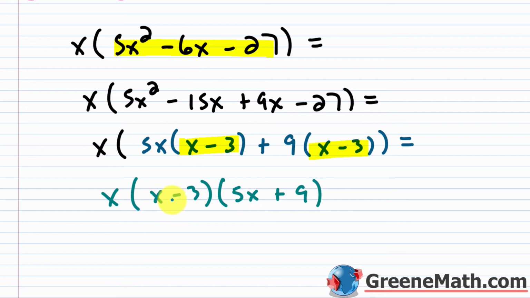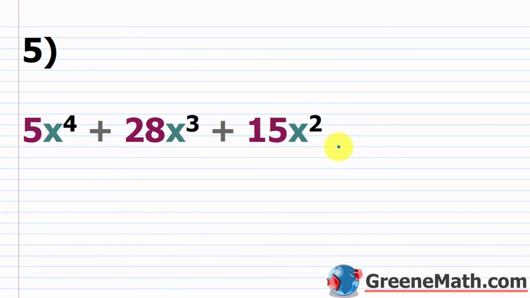So x times the quantity x minus 3 times the quantity 5x plus 9. All right, let's look at problem number 5. So we have 5x to the 4th power plus 28x cubed plus 15x squared. So can I pull anything out?